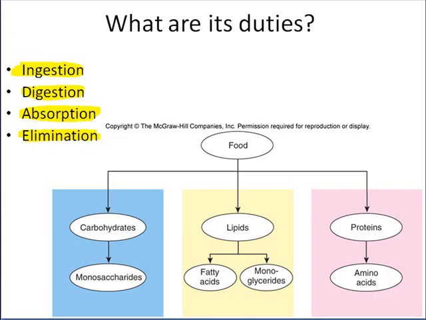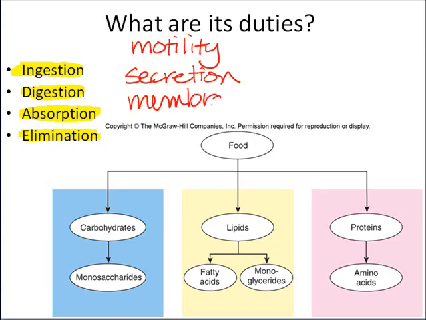Now, the different mechanisms that are found to accomplish these duties include a bunch of different things that we're going to be talking about, including a process called motility. That has to do with coordinated contractions of smooth muscle tissue that lines the digestive tract. It has to do with secretion of lots of different digestive enzymes that help us to get what we consume broken into smaller parts. It includes membrane transport, getting items from the digestive tract, in other words, across cells and into the blood.